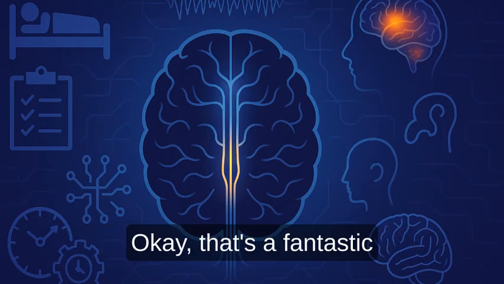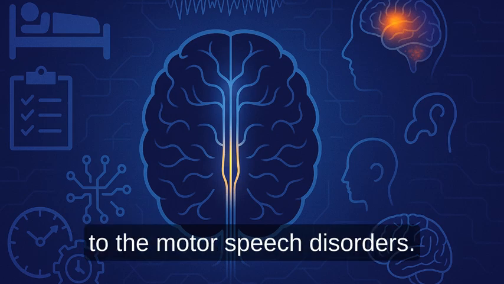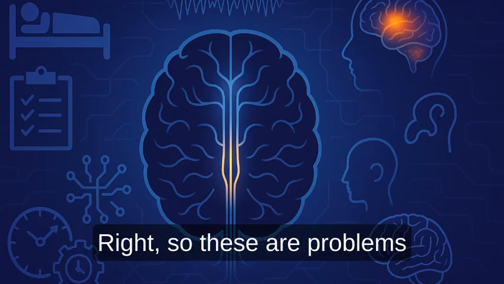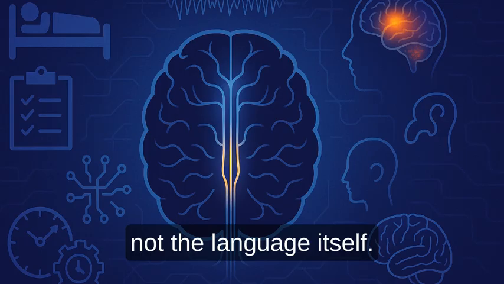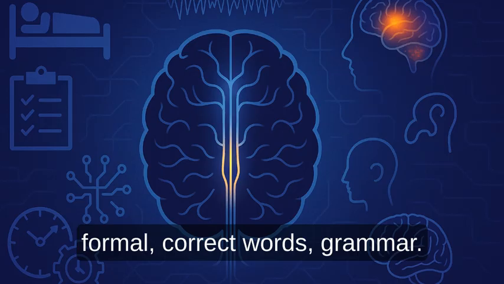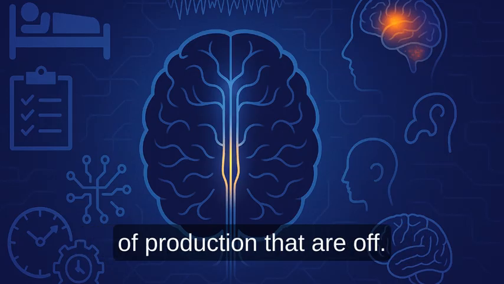Okay, that's a fantastic overview of aphasia. Let's shift now to the motor speech disorders, dysarthria and apraxia of speech. Right, so these are problems with the articulation of speech, not the language itself. If you wrote down what they said, the language would be normal, correct words, grammar. It's the clarity and mechanics of production that are off.